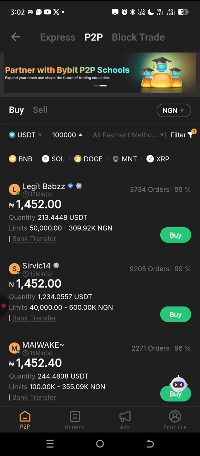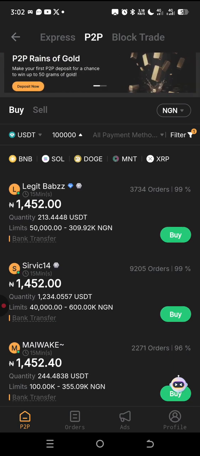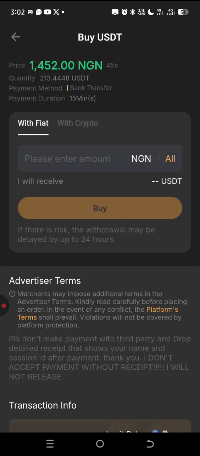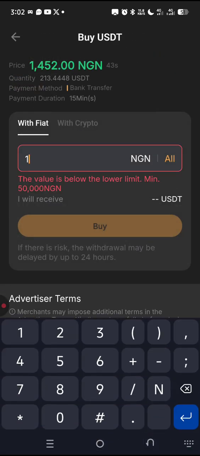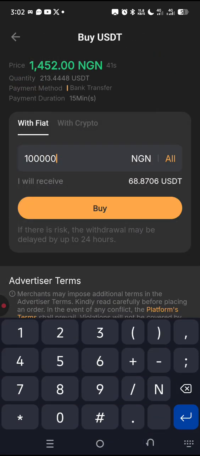All right. And then I come here, I click on buy. So I'm going to tap 100,000. So you can see it's going to give me 68.87. I click on buy. When I click on buy, the system is going to merge me with people who want to sell.